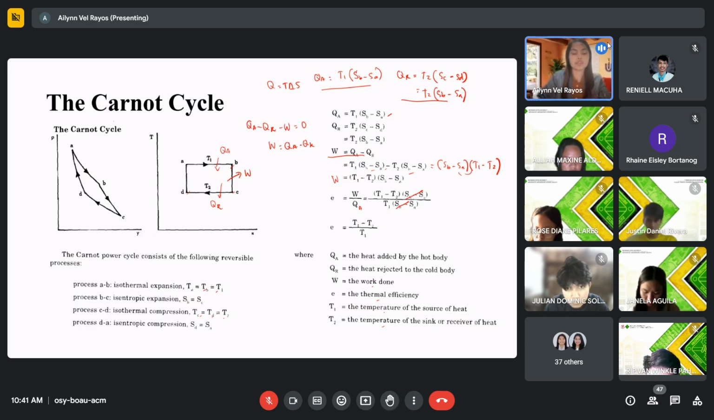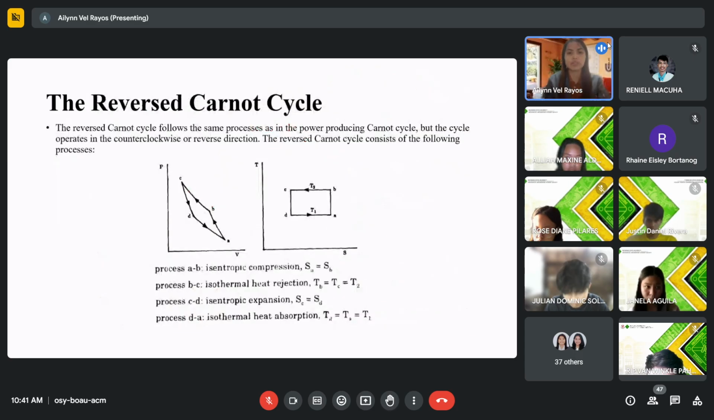Okay, so now let us now move on to the next. So this is the reverse Carnot cycle. So all of the processes in Carnot are reversible. So dito naman, from process A to B, we have isentropic compression from A to B. So kung sa vapor compression cycle, nandito yung ating compressor. Dito merong work input, isentropic compression. From process B to C, heat rejection naman to sa condenser natin, isothermal heat rejection.